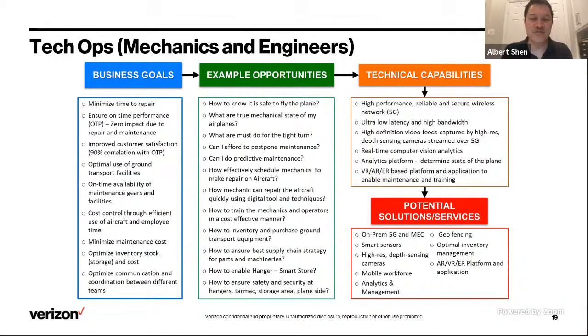One thing airlines we're having conversations with are asking is what they can do, because airlines are so challenged right now economically, here in the US and around the world, because of COVID and the workforce reductions. So these are some of the conversations we're having with airlines about their business goals. How can mechanics and engineers on the maintenance side turn over aircraft? These are questions being asked by airports and airlines specifically: predictive maintenance, how a mechanic can repair the aircraft more quickly using digital tools, and the inventory and purchase of ground transport equipment. All these elements are what airlines are thinking about in terms of how 5G, from a network perspective, can support those solutions.